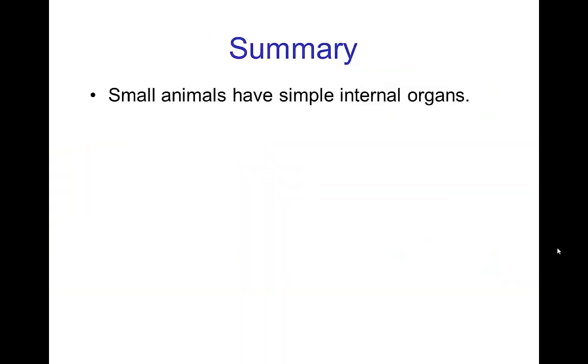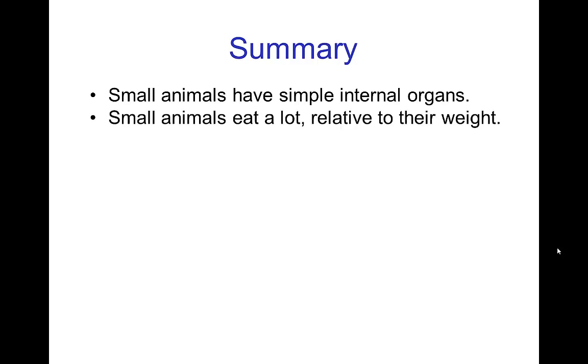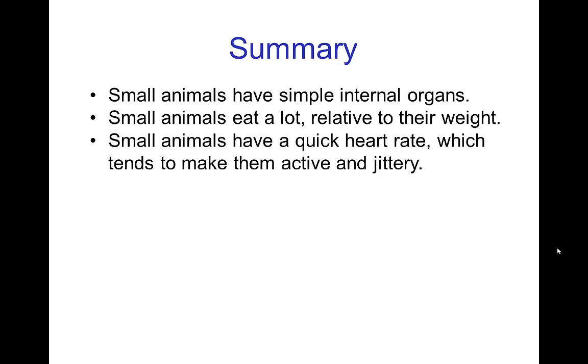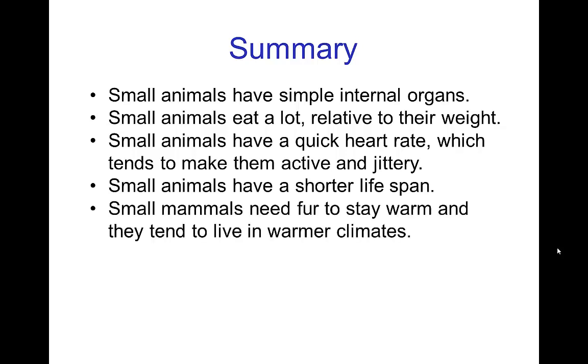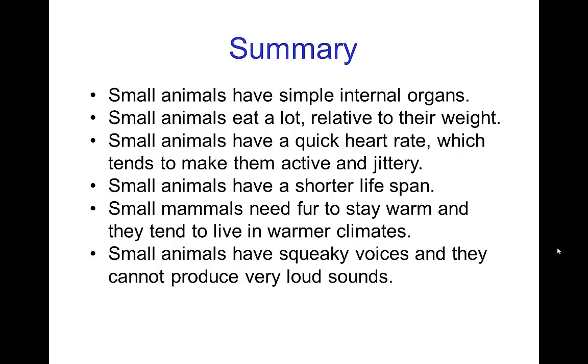So, in summary, small animals have simple internal organs. They eat a lot relative to their weight. Small animals have a quick heart rate, which tends to make them active and jittery, very frisky. Small animals have a shorter lifespan for this reason. Small animals need fur to stay warm, and they tend to live in warmer climates. Small animals have squeaky voices because of their small mouths, and they cannot produce very loud sounds.